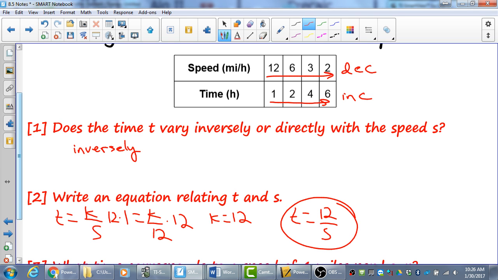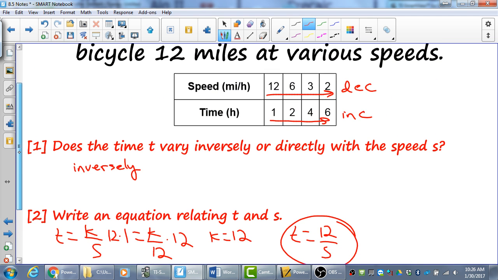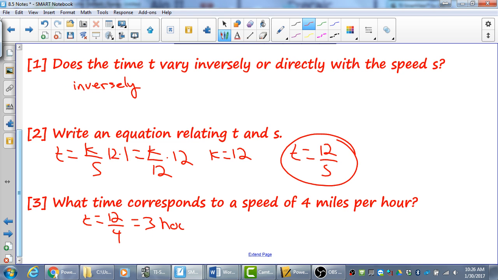So that's the answer to that question right there. You got to have the equation with k filled in. T equals 12 over s. What time corresponds to a speed of 4 miles per hour? So time is equal to 12 over 4. I'm going to put the 4 in for the speed because it's miles per hour. So the time is 3 something. What is it going to be? 3 hours. So we found the k, we used the k.